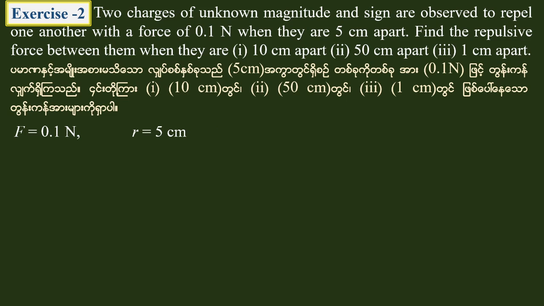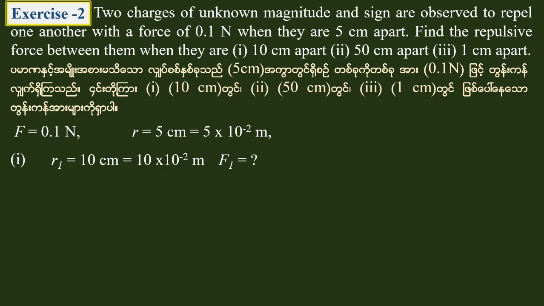Let the force be F and the distance be r. Converting units, 5 centimeters is 5 into 10 to the power minus 2 meter. For the first case the distance is 10 centimeters, which is 10 into 10 to the power minus 2 meter. The force is F1.